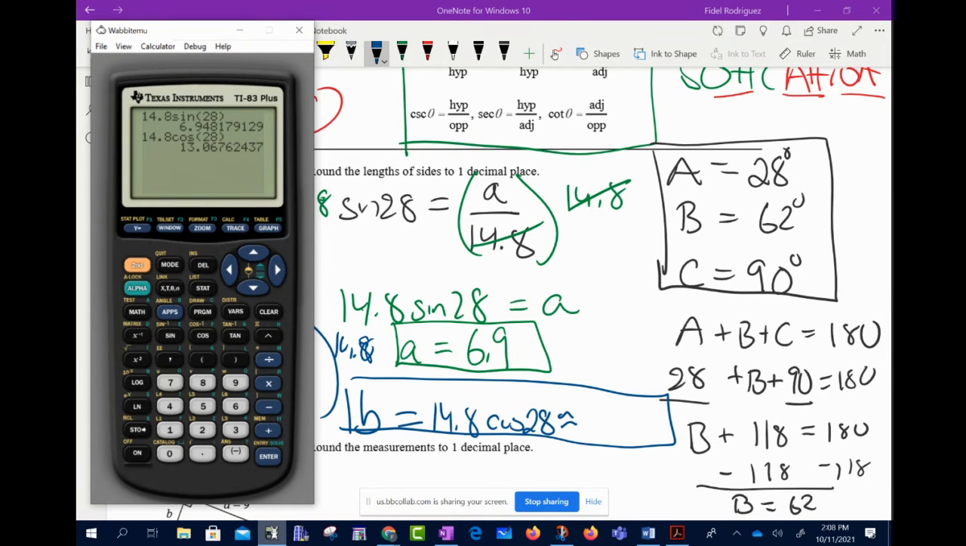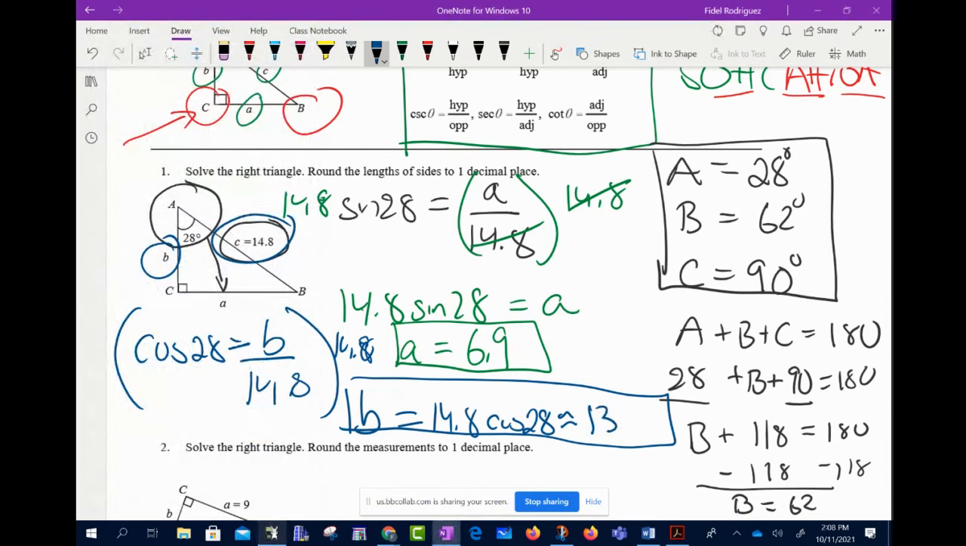And to one decimal place, what would you guys say? 13.1, good. And we got it. So when they say solve the right triangle, this is what they're asking us to do. They're asking us to find the lengths of all three sides and the measures of the three angles.